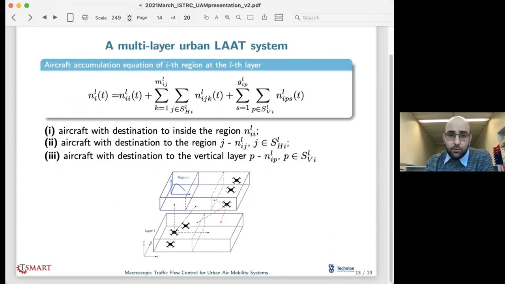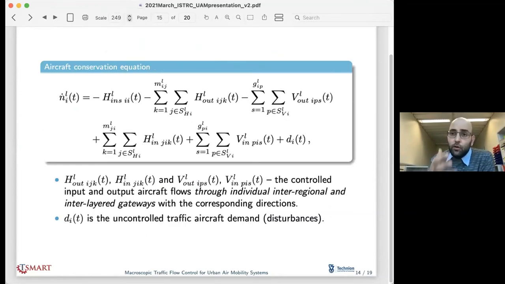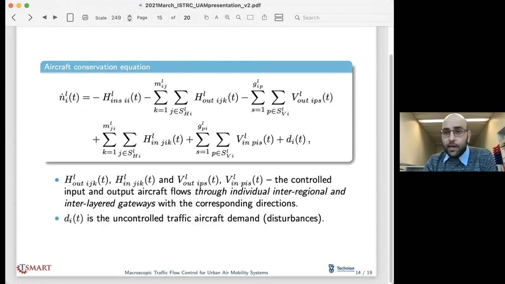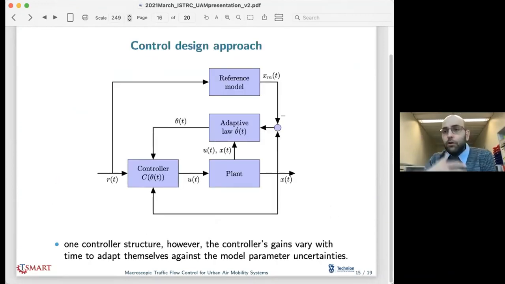Once you have this concept, you try to implement it. We have a lot of research in the field of urban signal control, urban systems with regular vehicles. So you can impose this research and try to model dynamically the number of vehicles or number of aircraft in each region, in one region, and then you expand it to several regions. And you have a system, what we call a system of multi-layer urban air mobility systems. Then you have to design a controller.